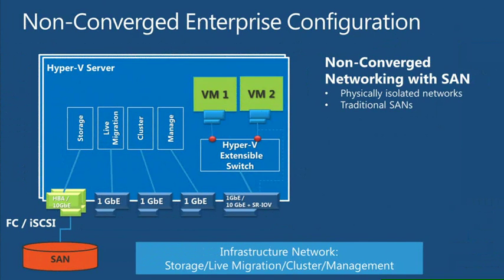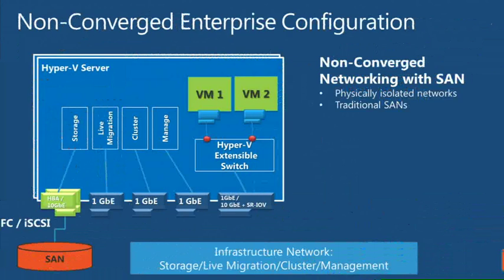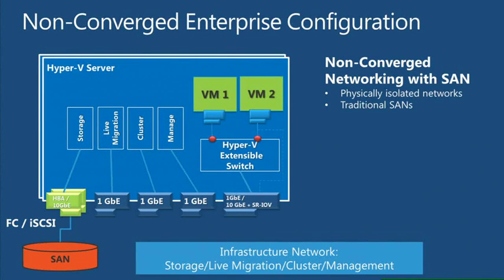Okay, so the first pattern I want to introduce is what we call the non-converged enterprise configuration. When I say non-converged, I'm speaking specifically about the networking configuration in terms of convergence, just the networking configuration. So you can see here, I'll have to point, that we have separate NICs for the different traffic patterns. So we have separate NICs for the live migration, cluster, and management traffic. And then we have another separate NIC for what we call the tenant traffic.